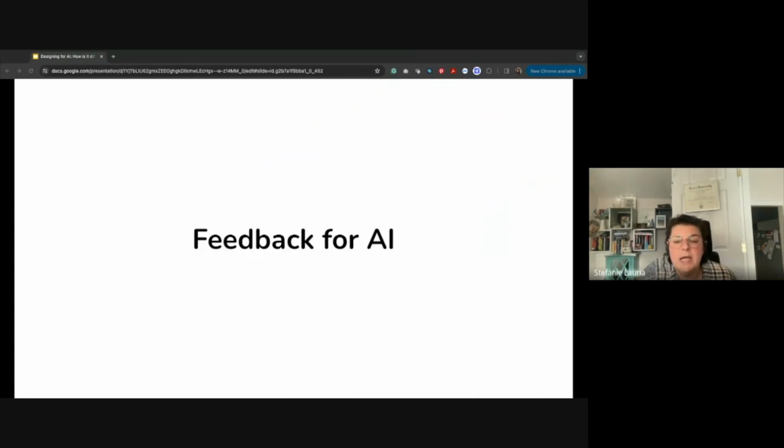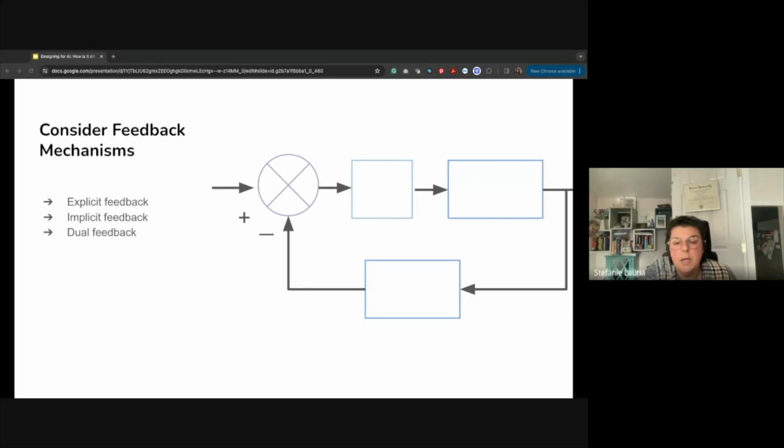The other aspect for AI is feedback. Feedback loops are very, very important. This is how AI will become better and learn and give better predictions and therefore give a better user experience at the end. So there are 3 different types of feedback mechanisms that you can consider: explicit, implicit, and dual feedback. Dual feedback is a combination of implicit and explicit feedback.